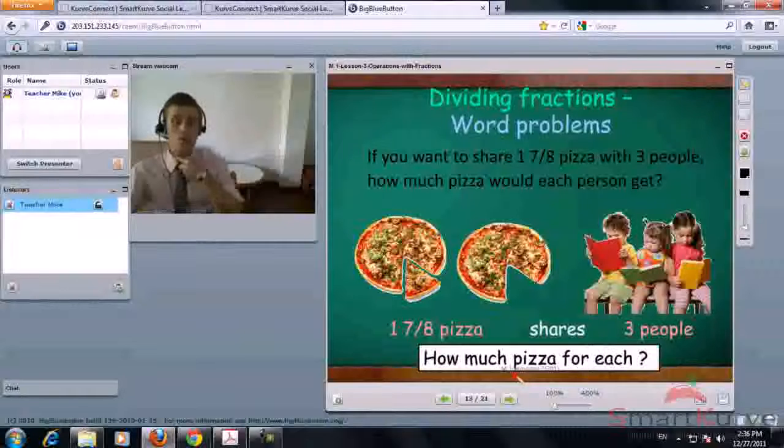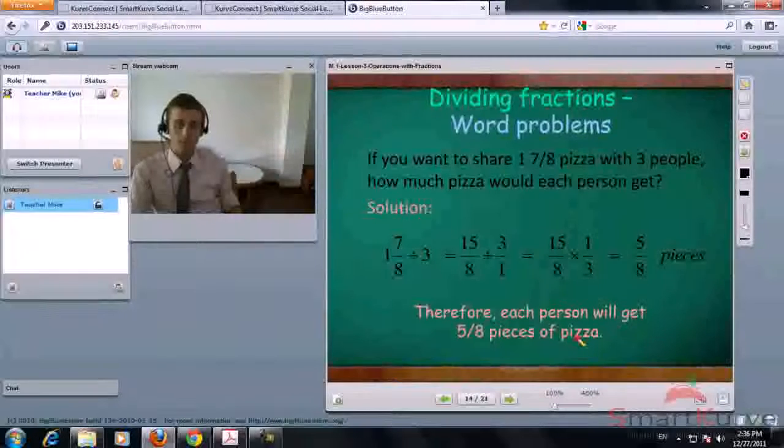Dividing fractions. Word problems. If you want to share 1 and 7/8 pizza with 3 people, how much pizza would each person get? Well, you have 1 and 7/8 shares 3. How much pizza for each? 1 and 7/8 divided by 3. First, make this into an improper fraction. 15 over 8 divided by 3 over 1 equals 15 over 8 times 1 over 3.